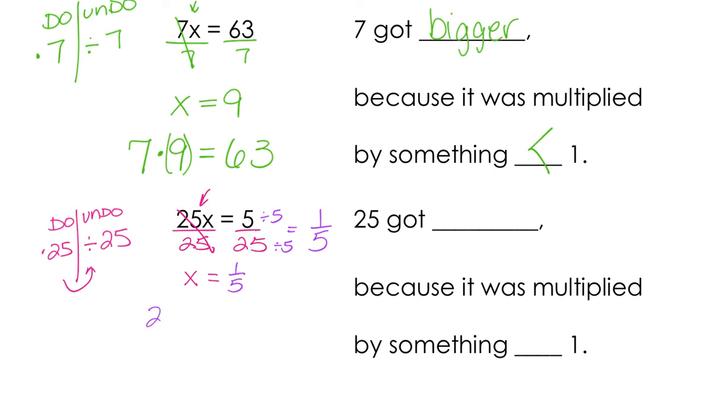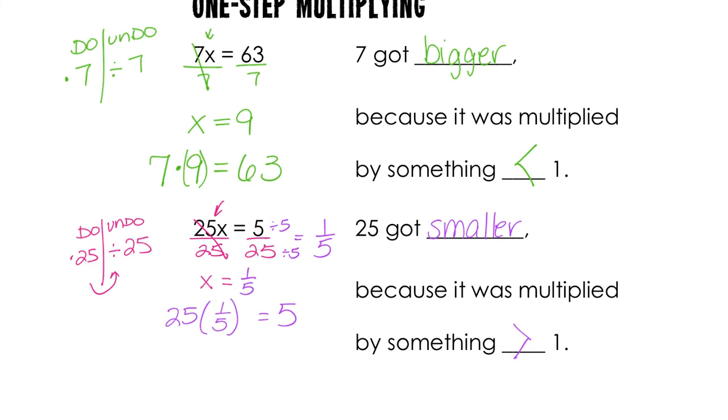In this case, 25 times 1/5 gives us 5. So that means 25 got smaller because it was multiplied by something less than 1. So this is our main idea here. We are going to be identifying whether a value got bigger or smaller and whether or not the value that it was being multiplied by was greater than or less than 1.